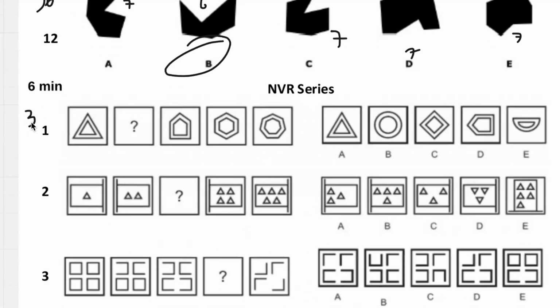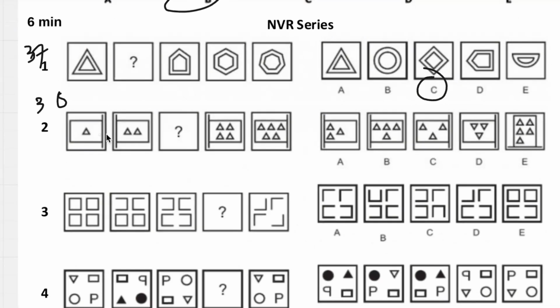Question number 37. We can see 3, 4, 5, 6, 7. We need one with 4, which means we're going to end up with C. Question number 38, 1, 2, 3 triangles. We can cross these out. And this is going to alternate between being right, left, right, which means this one was also going to the right as well. And they're always pointing upwards, so it's in fact going to be C.